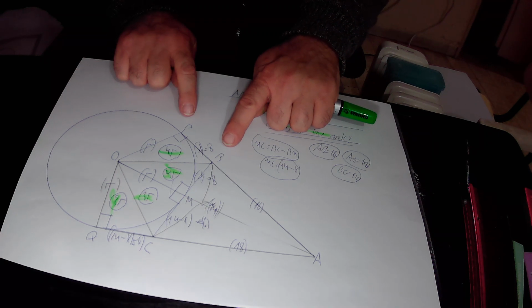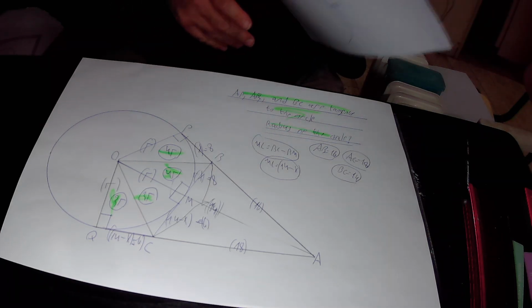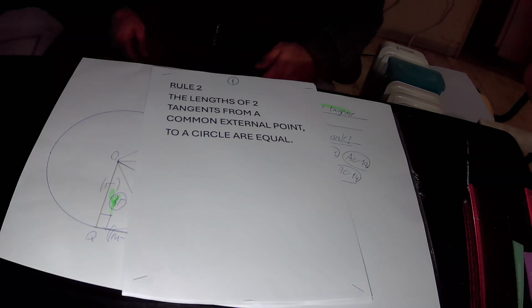In the next step, we define this short line segment PB as X, and we implemented rule 2 in our drawing. Very quickly on rule 2. According to rule 2, the lengths of two tangents from a common start point to a circle are equal.